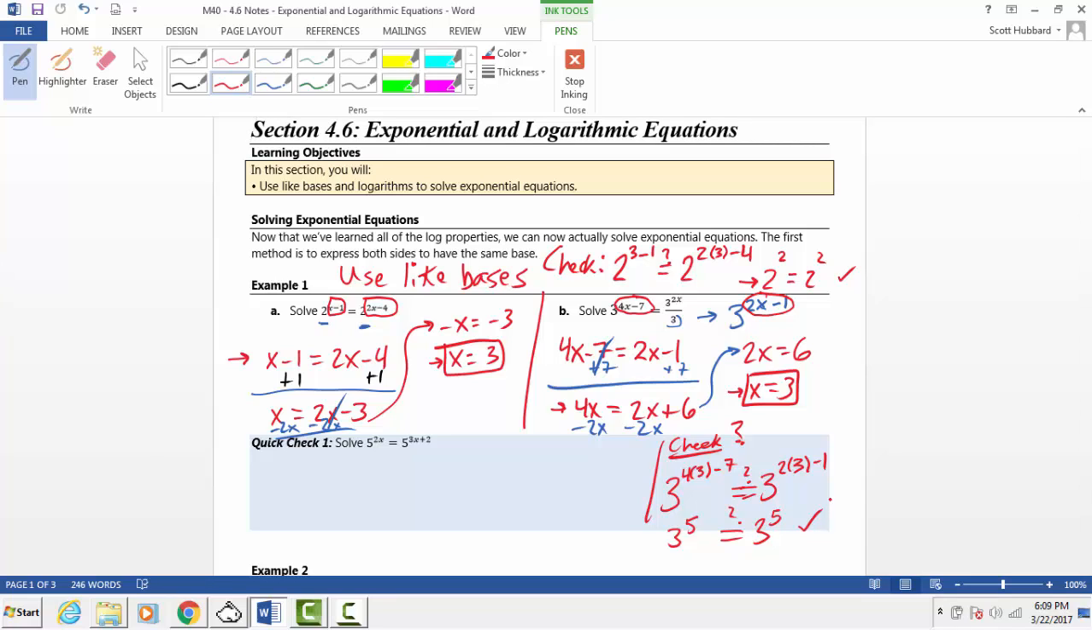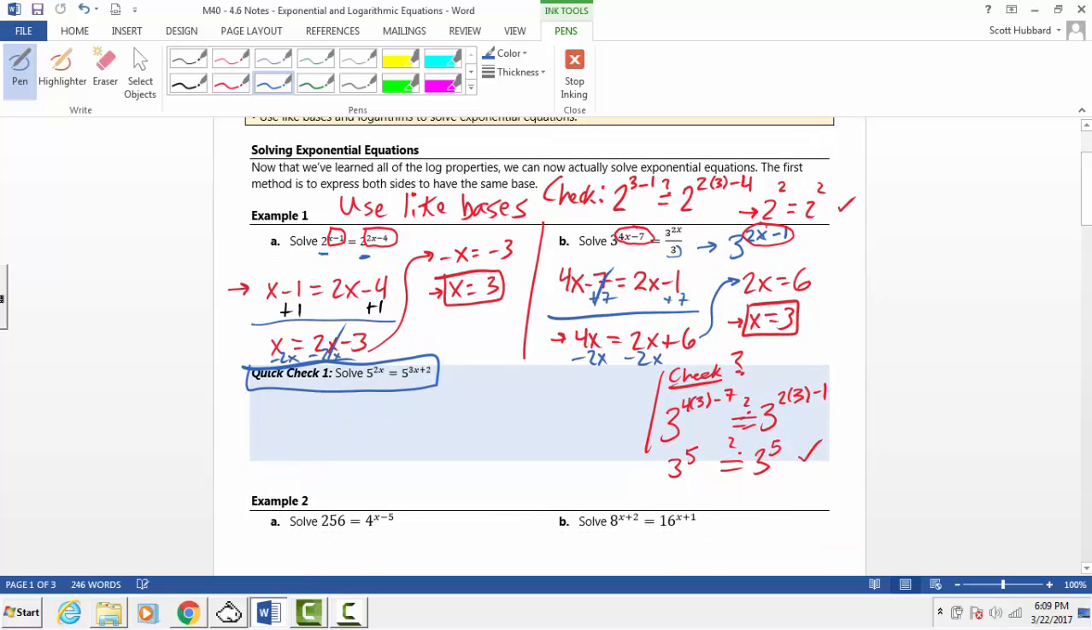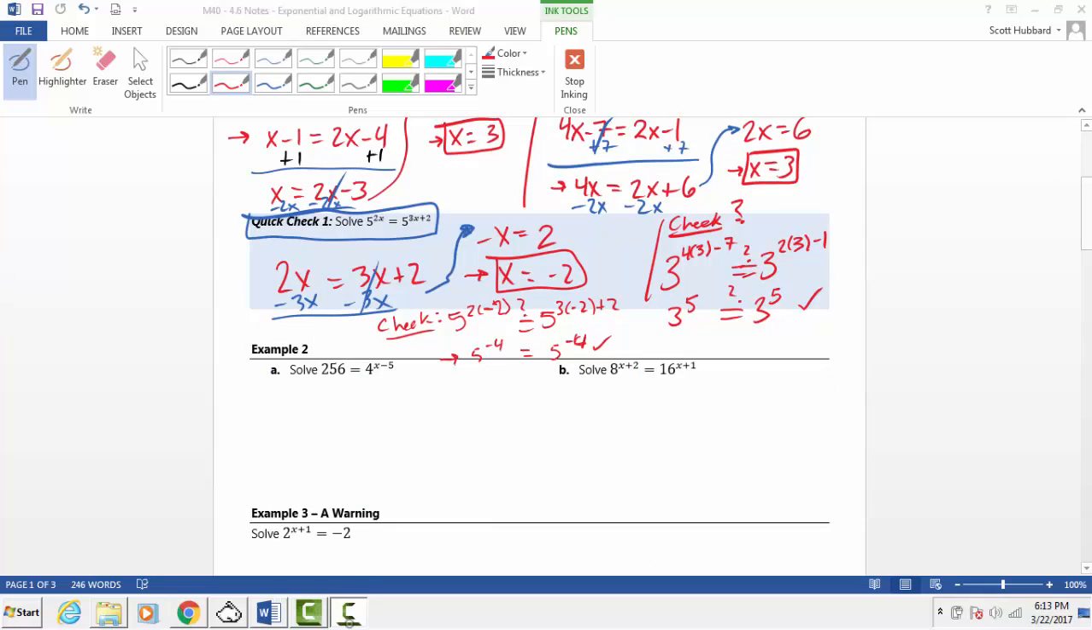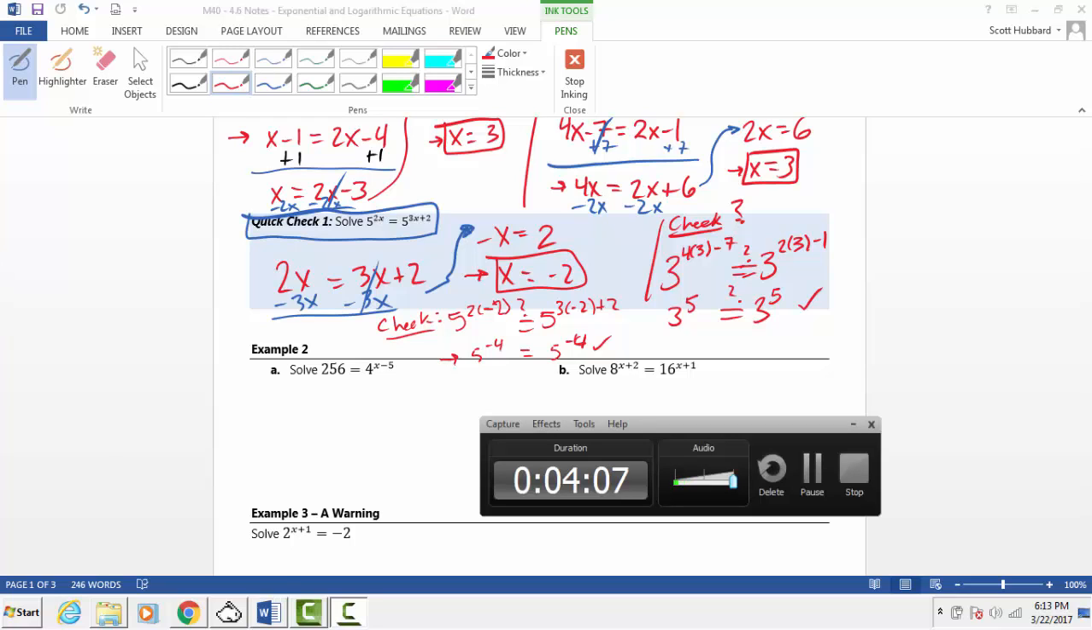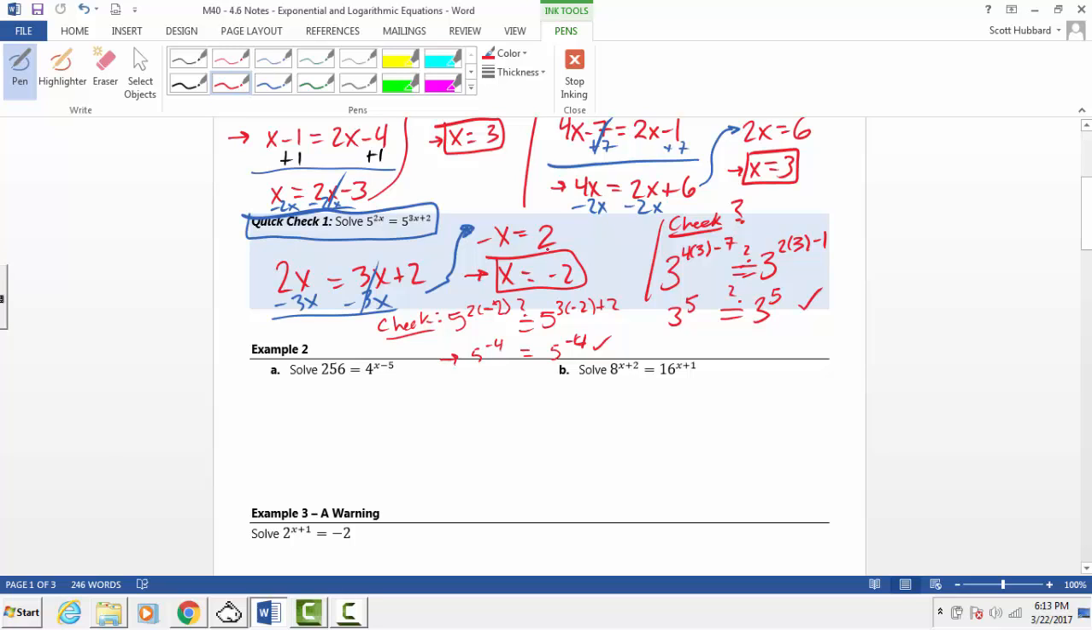Okay, so I want you to go ahead and try this one. So please pause the video and see if you can do that. And then we'll come back and move on from there. Okay, and we're back. So this is what I got. I got x is negative 2, and as you can see here, they had like base. So if they have like base, you can immediately just equate the exponents, and I just solved it out. I got x equals negative 2, and then I went and checked, and we do get 5 to the negative 4 on the left, and that equals 5 to the negative 4 on the right.